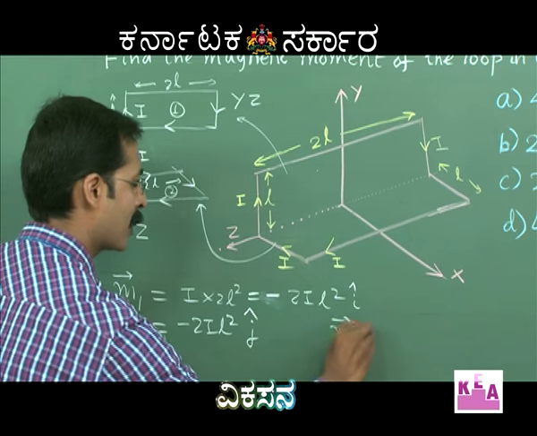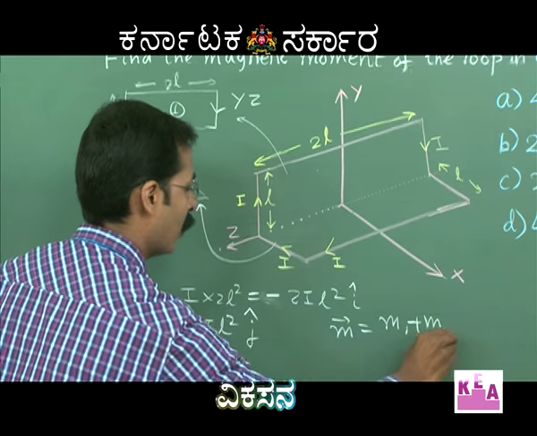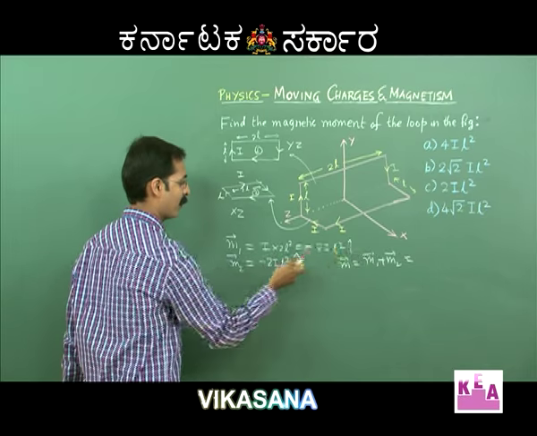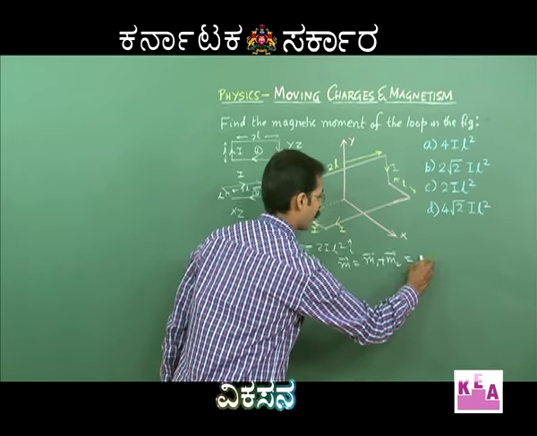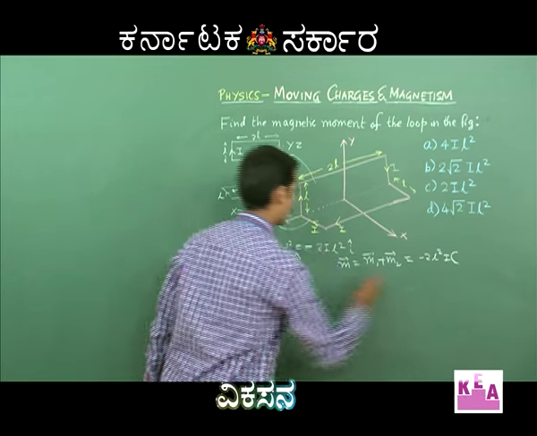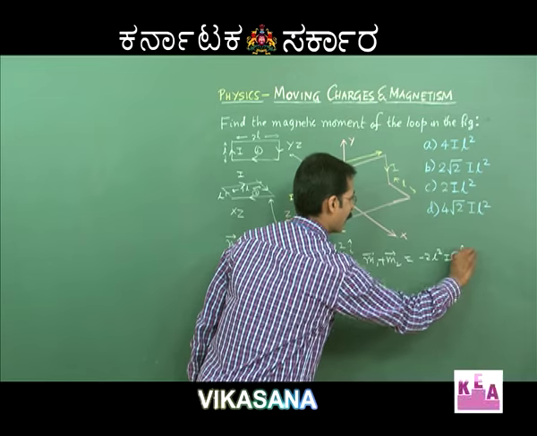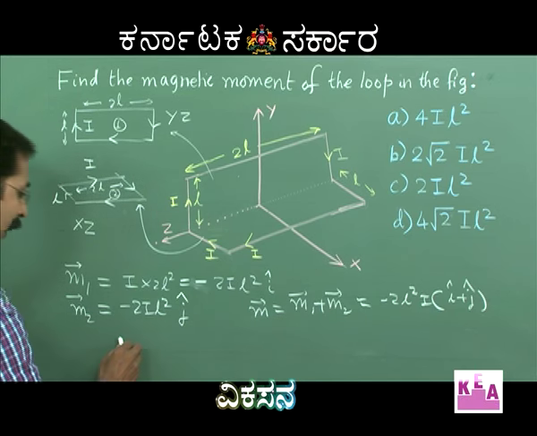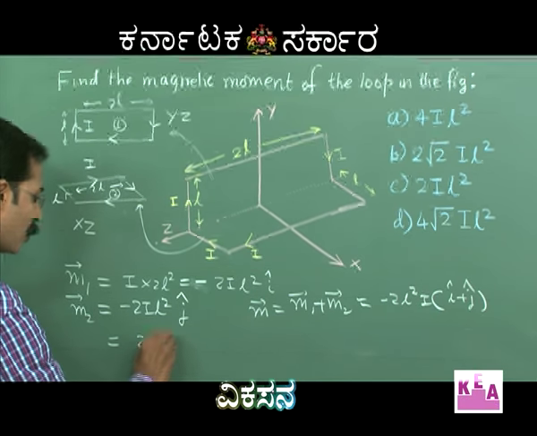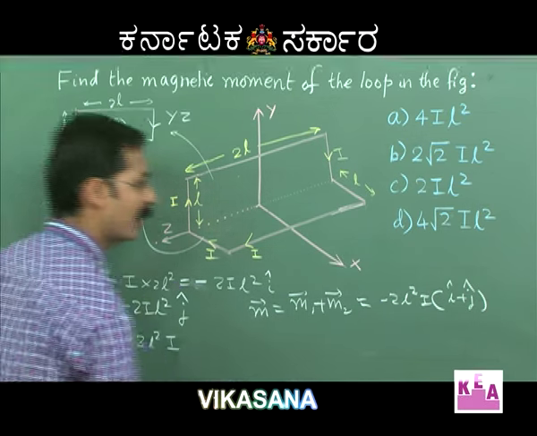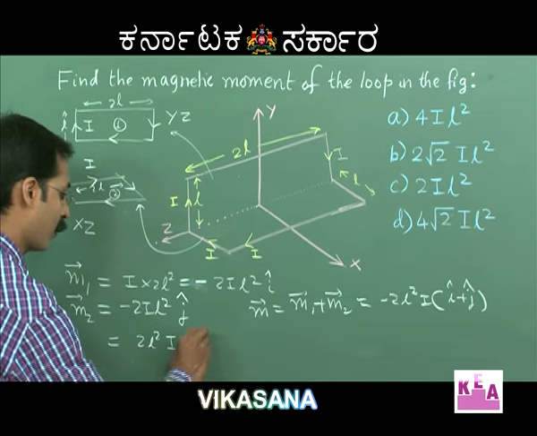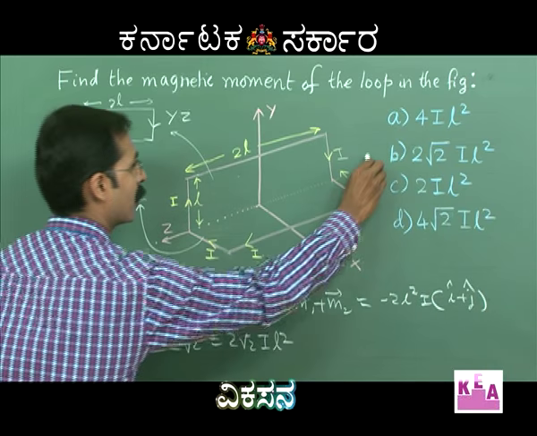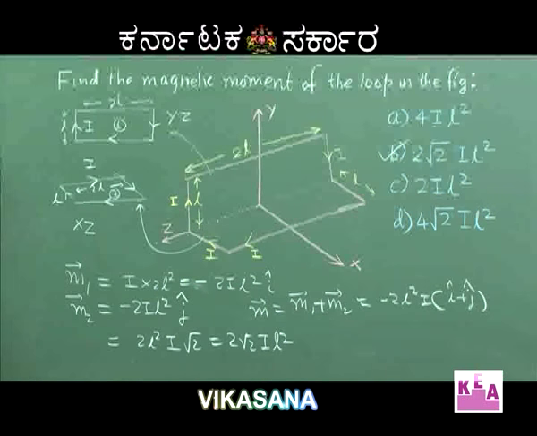Therefore, net magnetic moment M is equal to M1 plus M2, but M1 and M2 are equal, except for these two unit vectors. Therefore, I can write minus 2L square I, that is a common factor among these. What remains is i cap plus j cap. I am asked to calculate the magnitude, therefore, I can skip that minus sign. What remains is 2L square I into magnitude of this one, which is square root of 1 square plus 1 square, that is square root of 2. Therefore, the answer is 2 root 2 IL square. The correct option is B, 2 root 2 IL square.